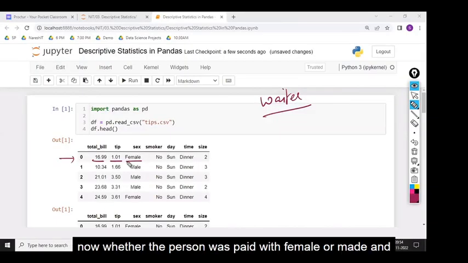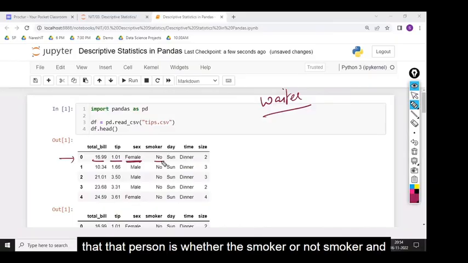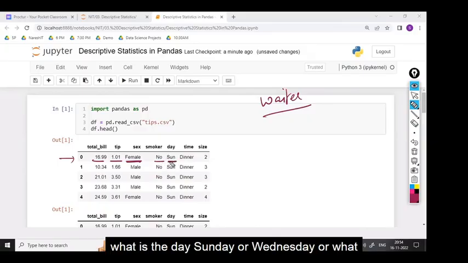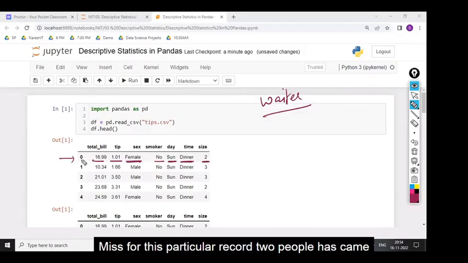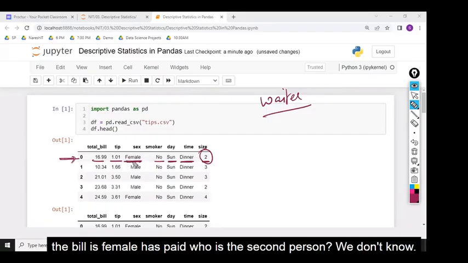Everyone knows, right? Now, whether the person who paid was female or male, and whether the person who paid the bill is a smoker or non-smoker, and what the day is, Sunday or Wednesday or whatever, and what the time is, dinner or lunch or breakfast, whatever it is, and size, the total number who came. For this particular record, 2 people came to the restaurant, out of which the one who paid the bill is female.